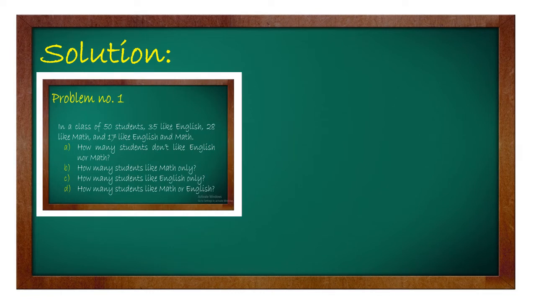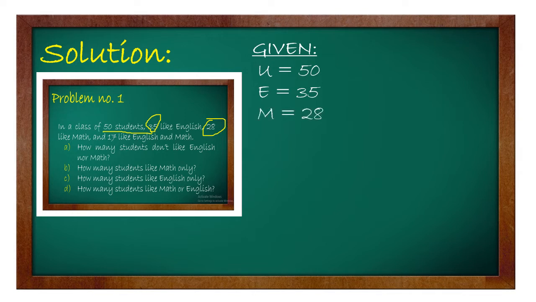For us to solve the problem number 1, sabi natin, the first step will be writing the sets based on the given problem. So kung babalikan natin yung problem number 1 natin, it says that there are 50 students in a class. So ibig sabihin, that will be our universal set. Meron naman daw 35 na may gusto ng English. So, ibig sabihin, that is set E, which is equal to 35. At meron tayong 28 na may gusto ng math. So, that refers to the set M, which is equal to 28.